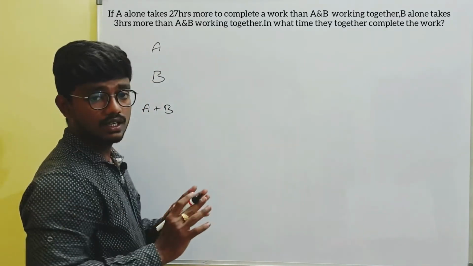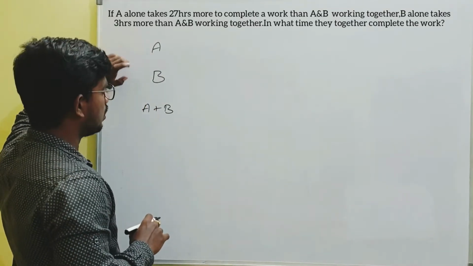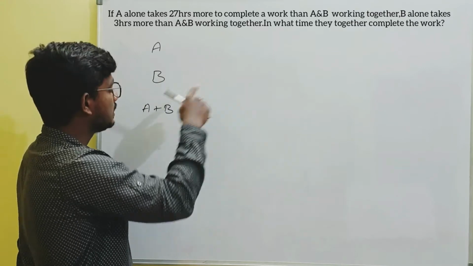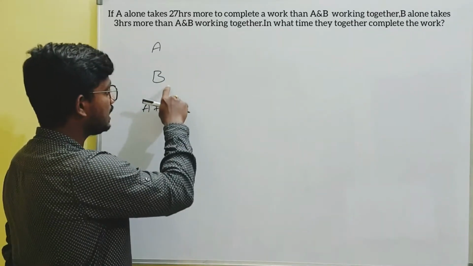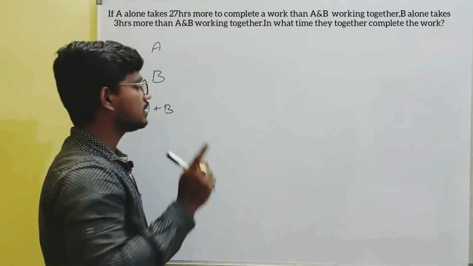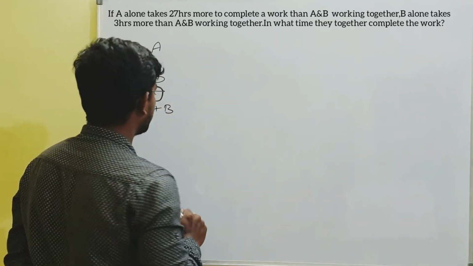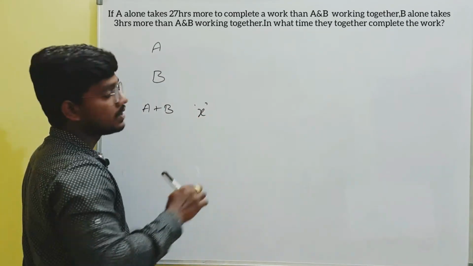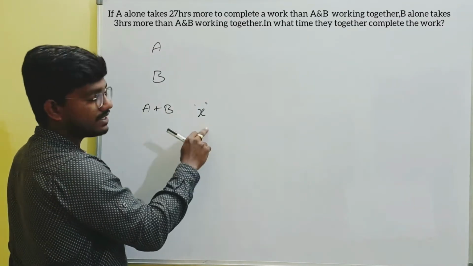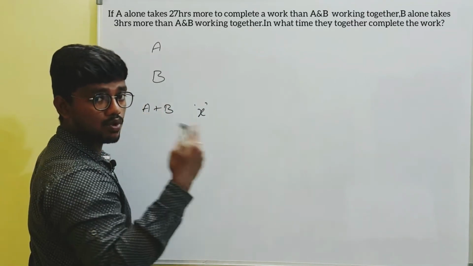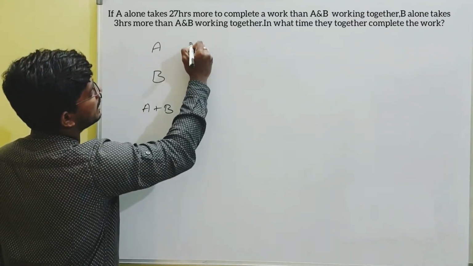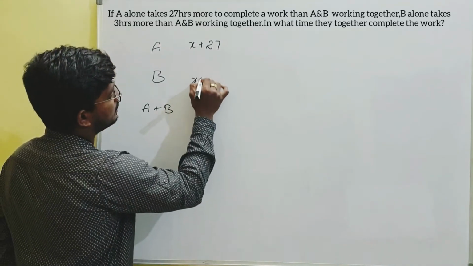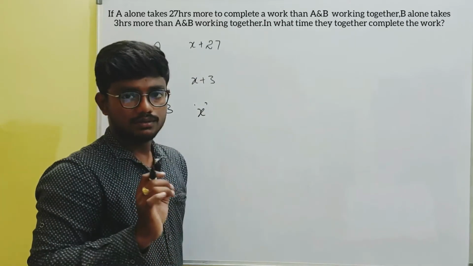Okay, in the question he has not given the number of days taken by A or B or both A plus B, but he has given that A has taken 27 more days than A plus B working on the same work, and B takes 3 hours more than A plus B working together. So I will consider the number of days taken by A plus B as X. So the time taken by A plus B is X. Now A has taken 27 hours more time than A plus B working together, so I am taking A as X plus 27. And now B has taken 3 hours more than those both working on the work.